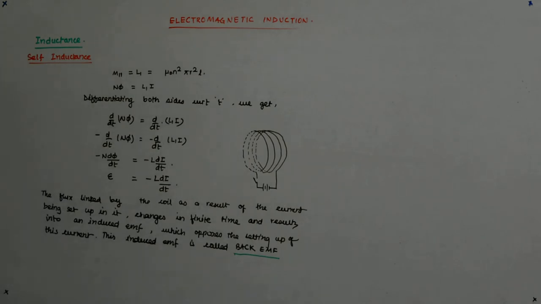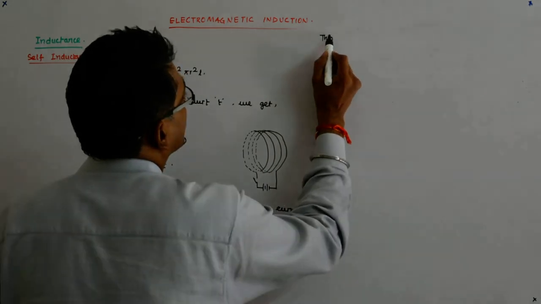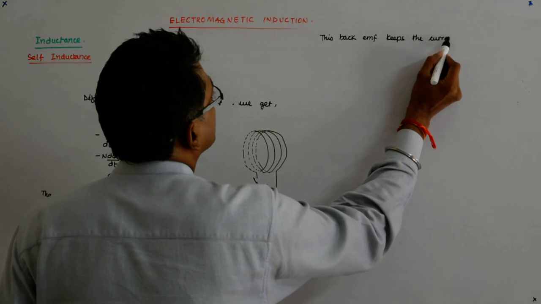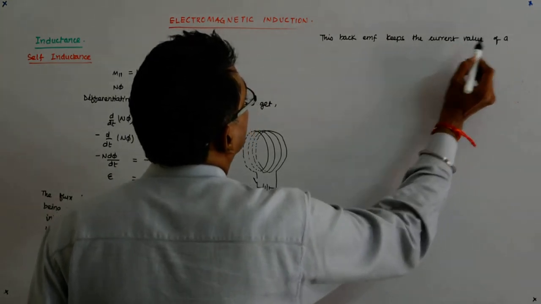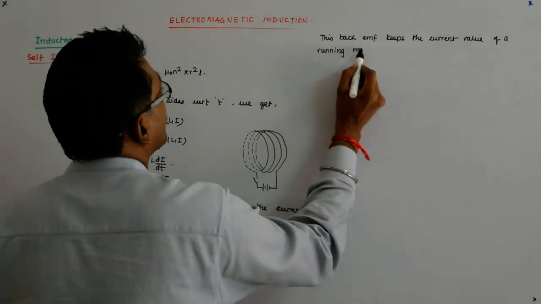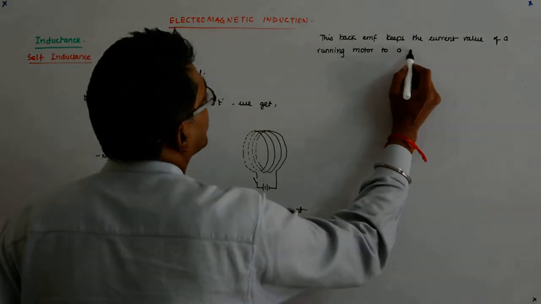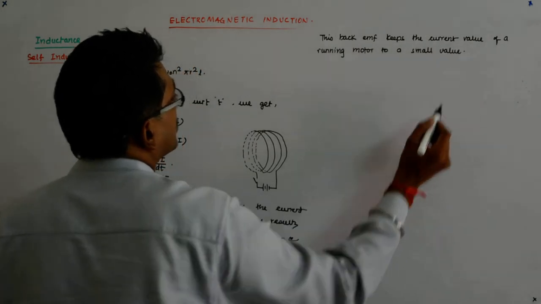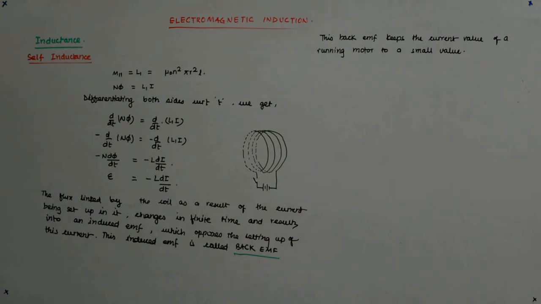So this is called the back EMF. This back EMF keeps the current value of a running motor to a small value. Okay? It is very, very important. Fine. Okay.